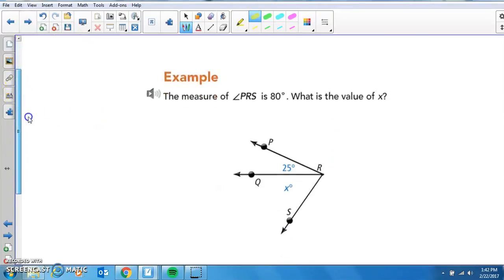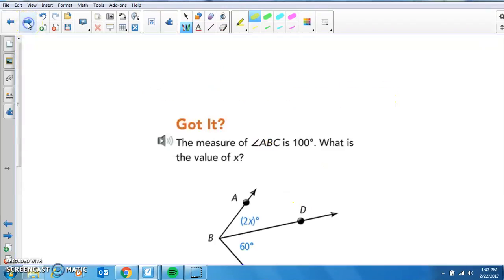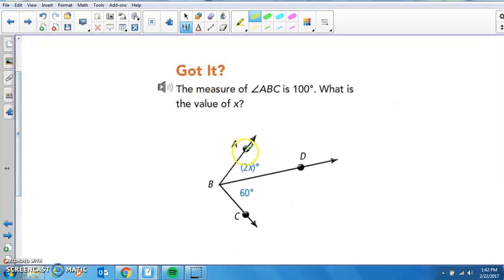All right, this next one, the measure of PRS is 80. So you know from here to here to here, that angle there is 80 degrees. This part of it is 25 degrees. This one's X. That should be fairly easy for you. So if you will work this problem, the measure of angle ABC. Here's ABC. is 100 degrees. Wants to know what the value of x is. This particular part of the angle is 60. This particular part of the angle is 2x.